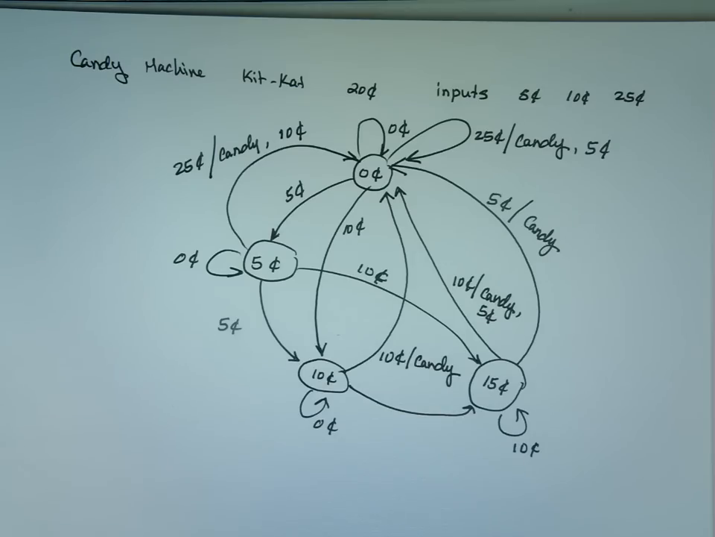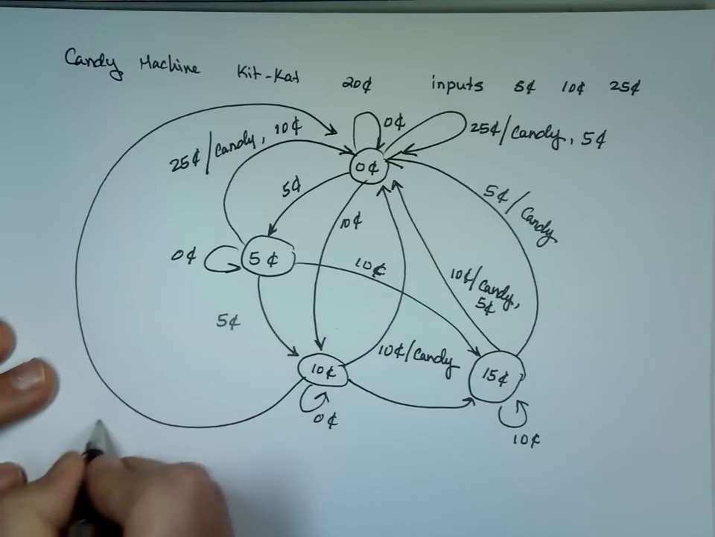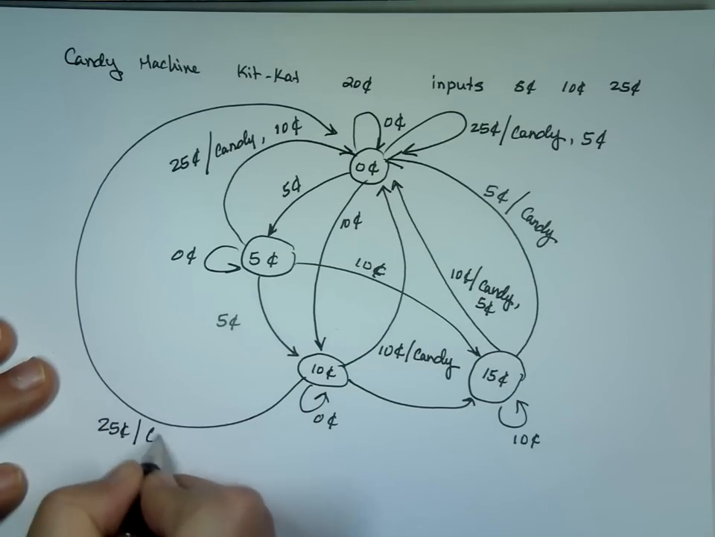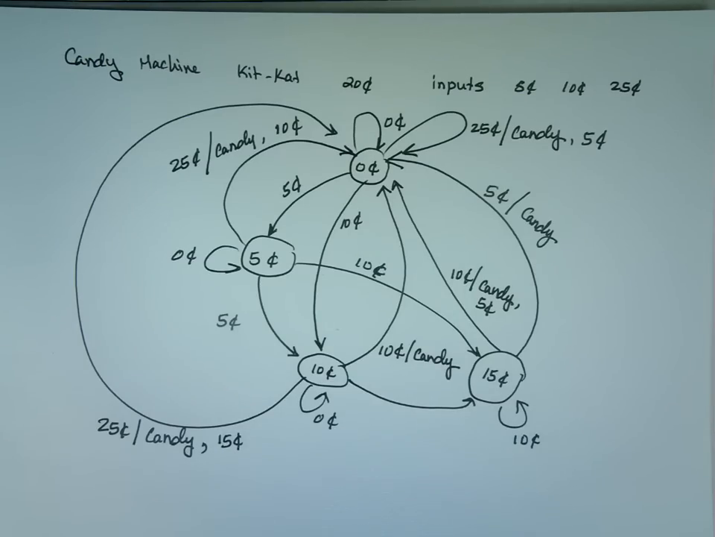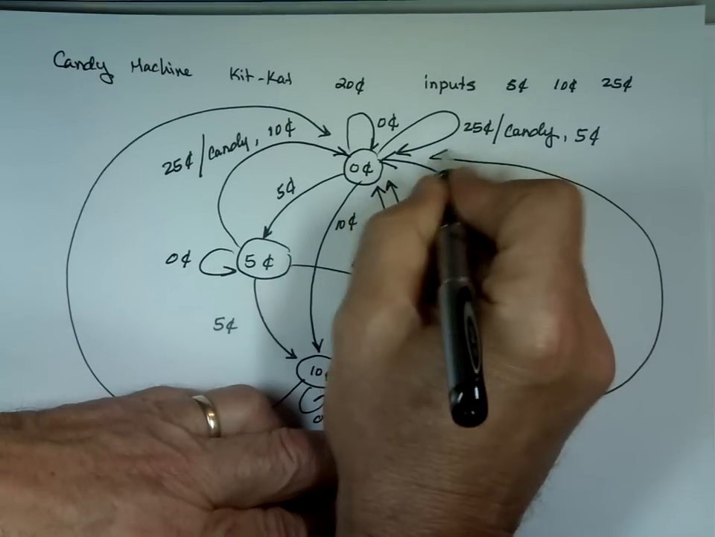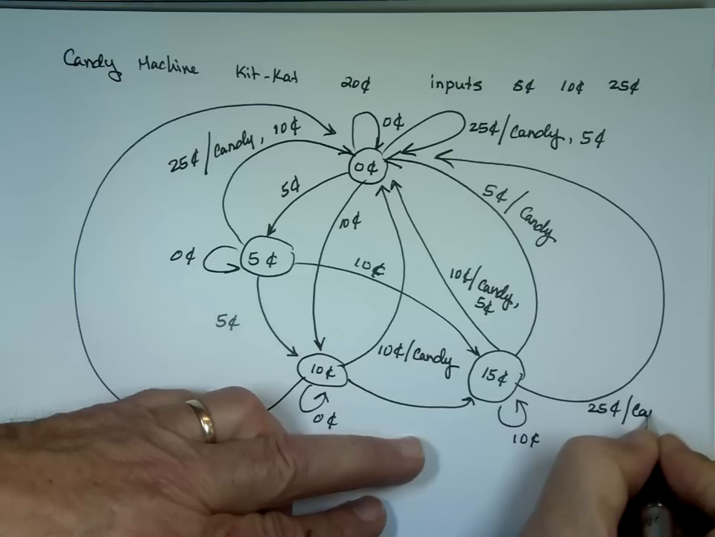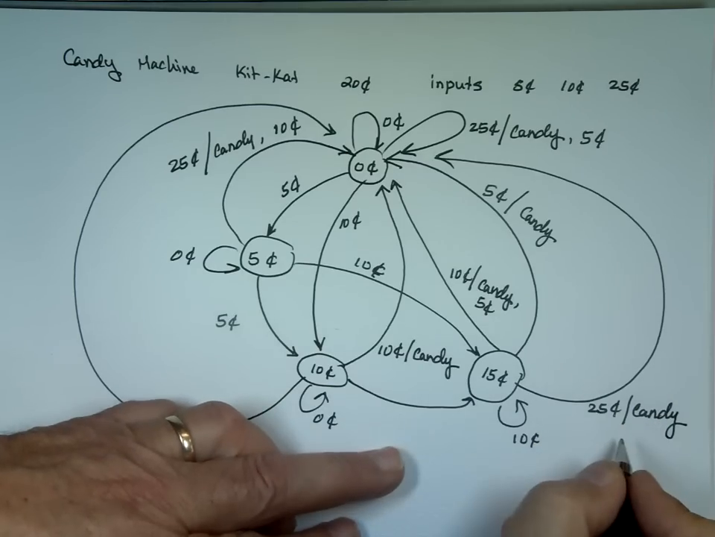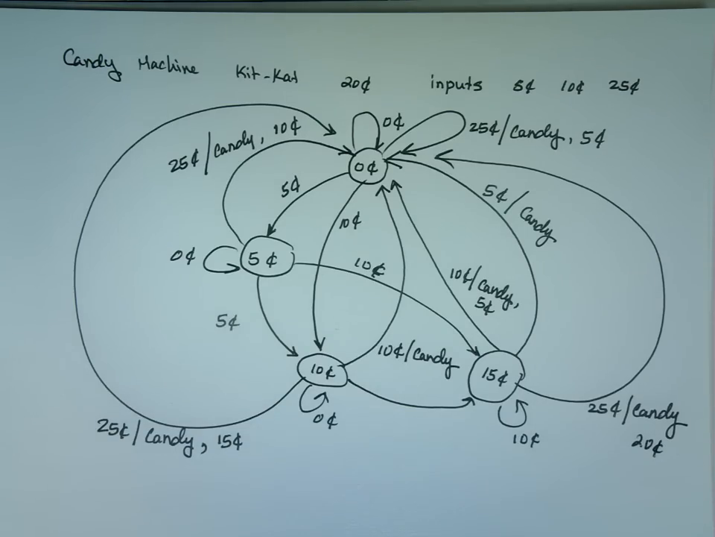It starts to get ugly. That's why I said $1. If I put $1, I'm in trouble there. If you're at the 10 cent state and you put 25 cents, you get a candy back. What else? 15 cents. And if you're at the 15, you put a quarter back. You get a candy. And how much back are you going to get? 20 cents? No, it's just a simple design. Look how ugly it looks.